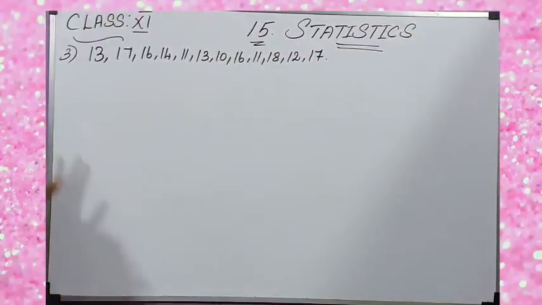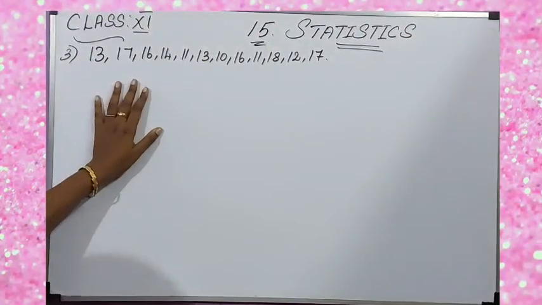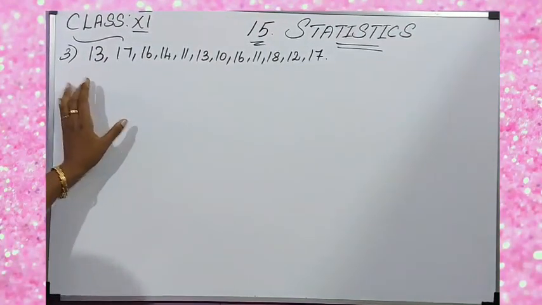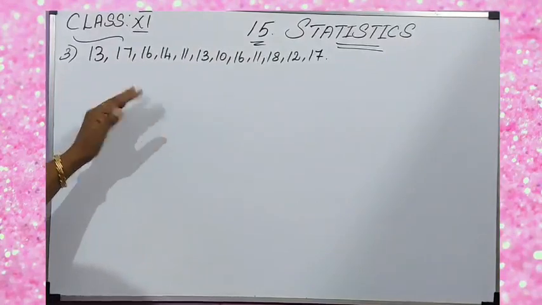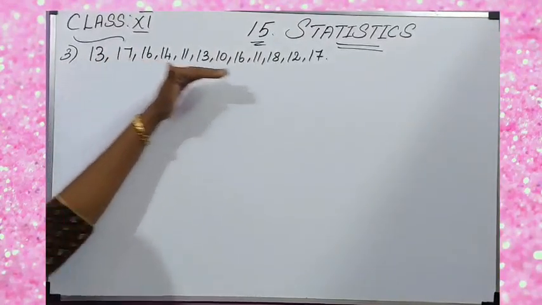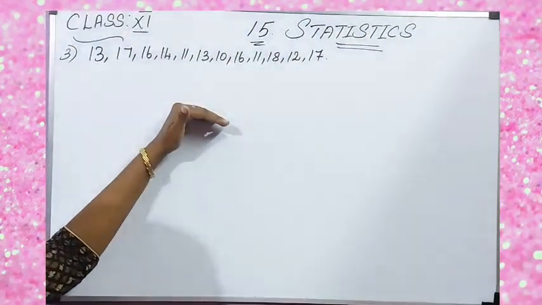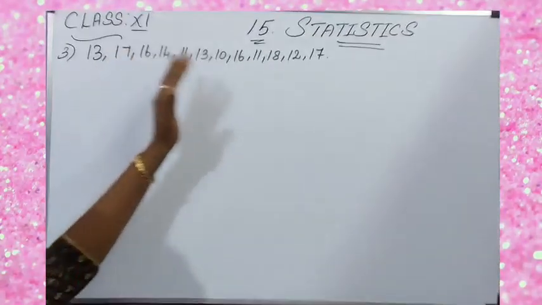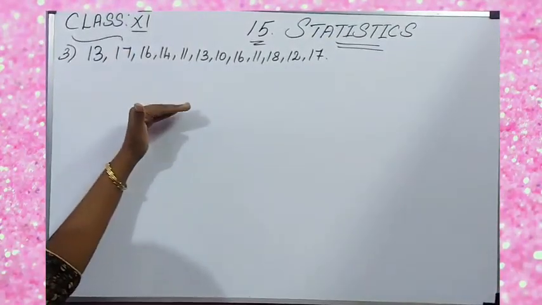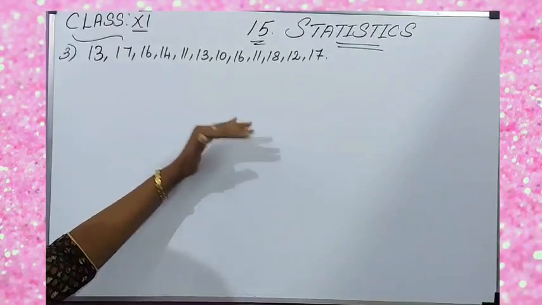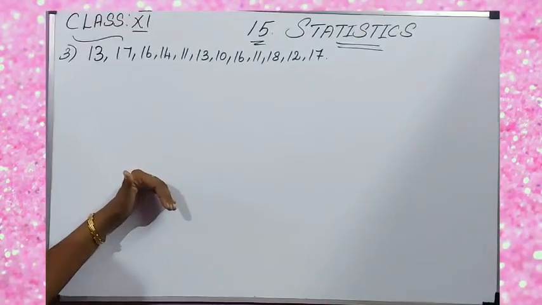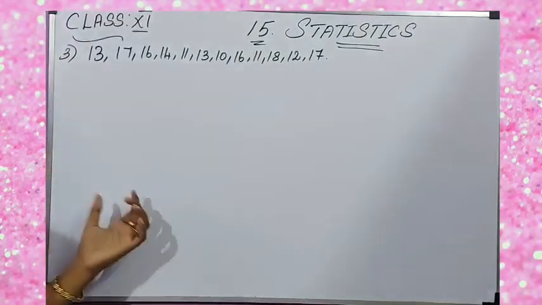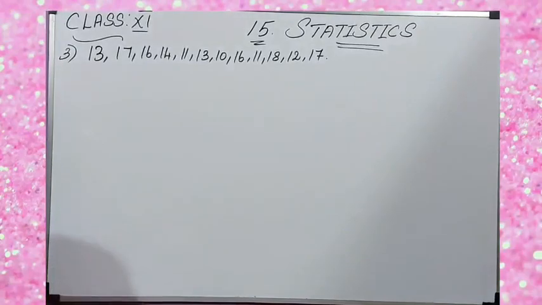Let's see question number 3. What is given in the question? Find the mean deviation about the median for the following data. So first, arrange the given observations in ascending order, because usually for the median we arrange in ascending order, isn't it? So first arrange in order and then calculate the median. After that, the mean deviation can be calculated.